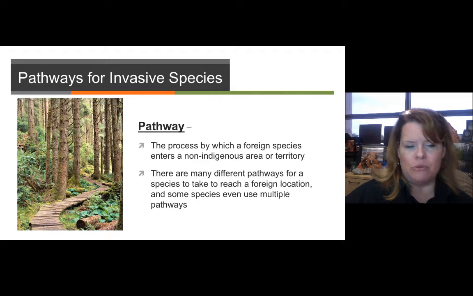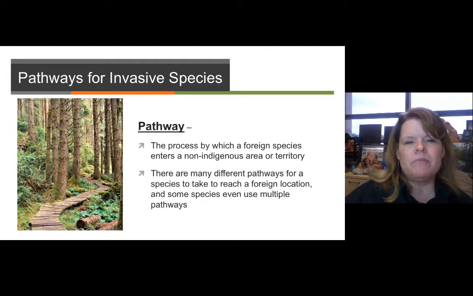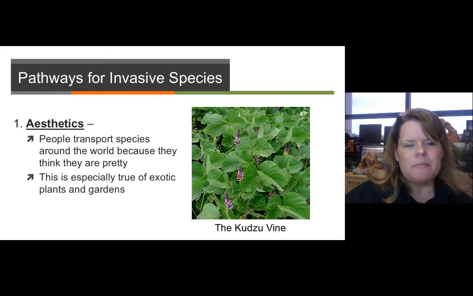There are many different pathways for a species to reach a foreign destination or location, and some species even use multiple pathways. So you're looking at an old-growth forest here on the left. And could there be an endangered species there or that's being impaired by an invasive species? Are there any invasive species present? Part of the equation is understanding and knowing what your native habitat looks like.